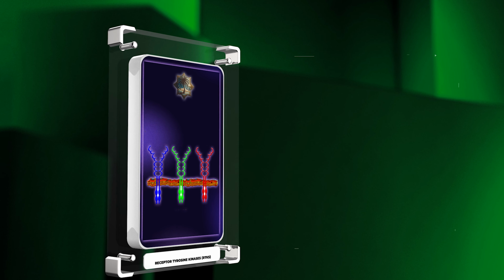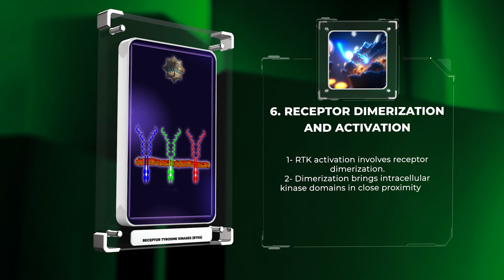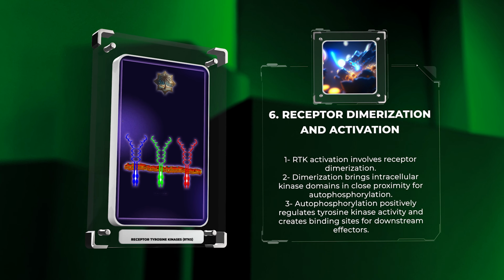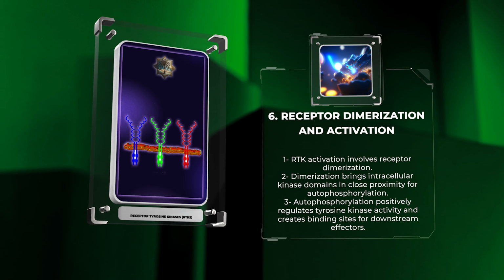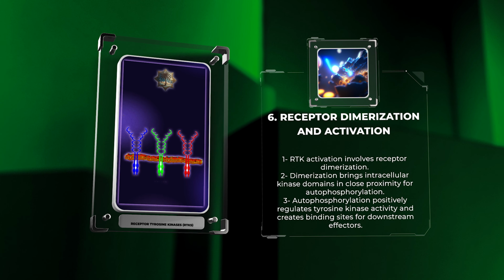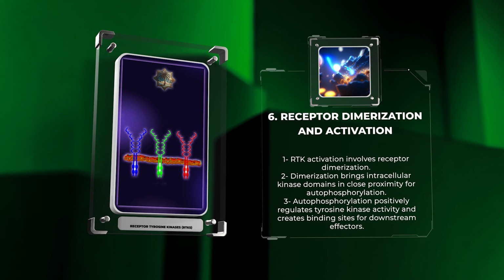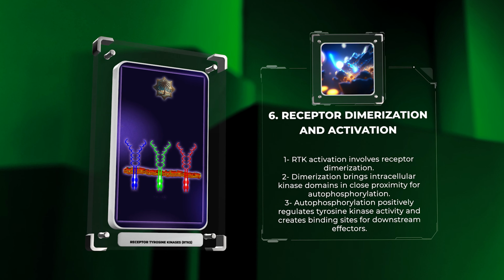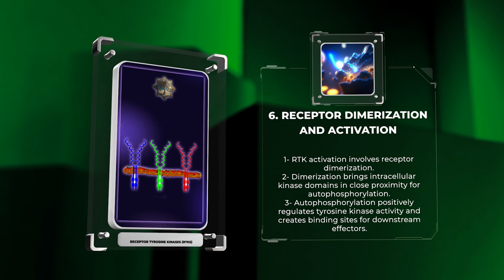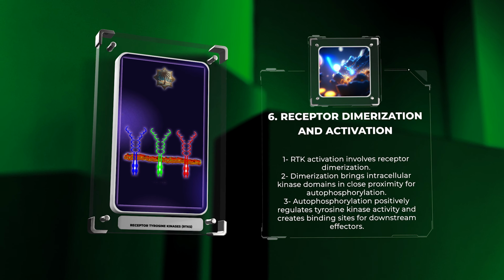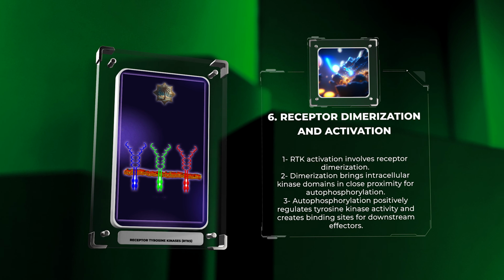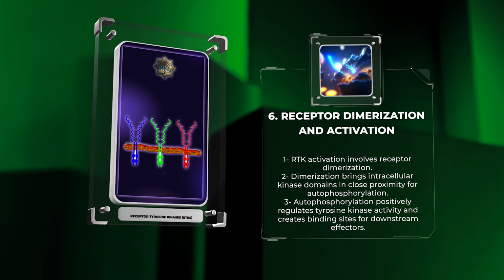Furthermore, let's dive into the concept of receptor dimerization and activation. RTK activation often involves receptor dimerization, either through ligand-induced homodimerization or heterodimerization with other RTK family members. Dimerization brings the intracellular kinase domains of two receptor monomers into close proximity, allowing trans-autophosphorylation of tyrosine residues within the activation loops. This autophosphorylation event positively regulates the tyrosine kinase activity and creates binding sites for downstream signaling effectors.